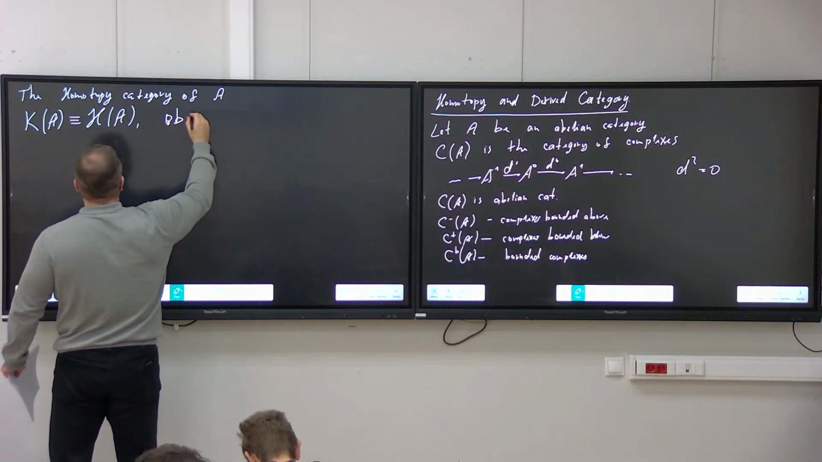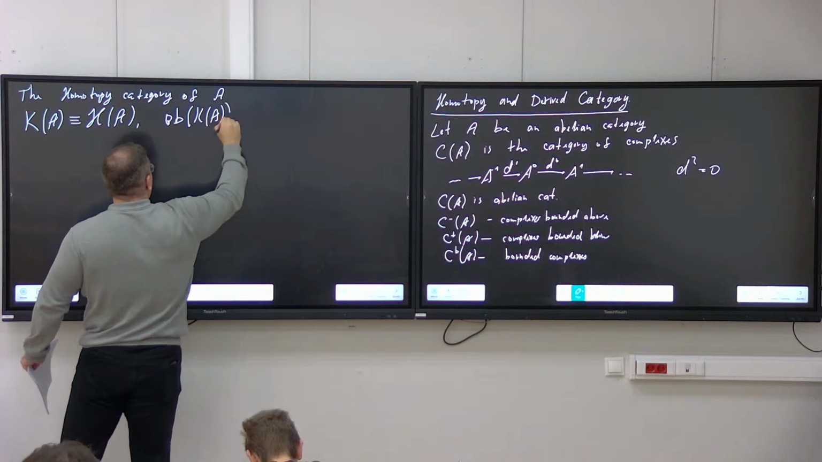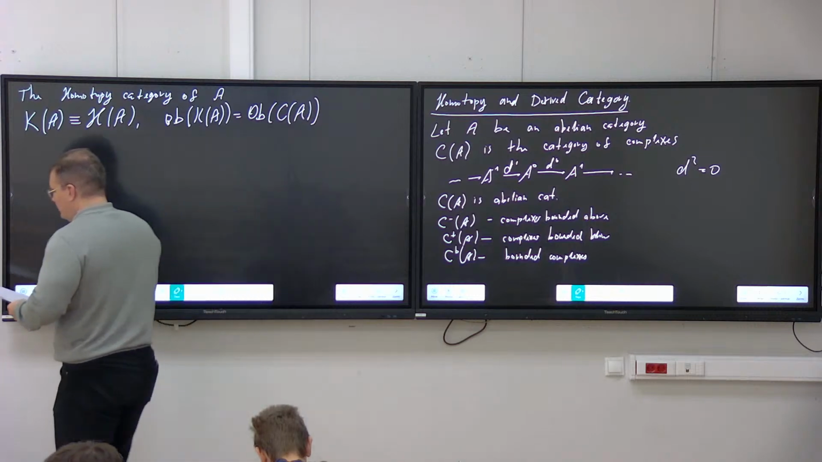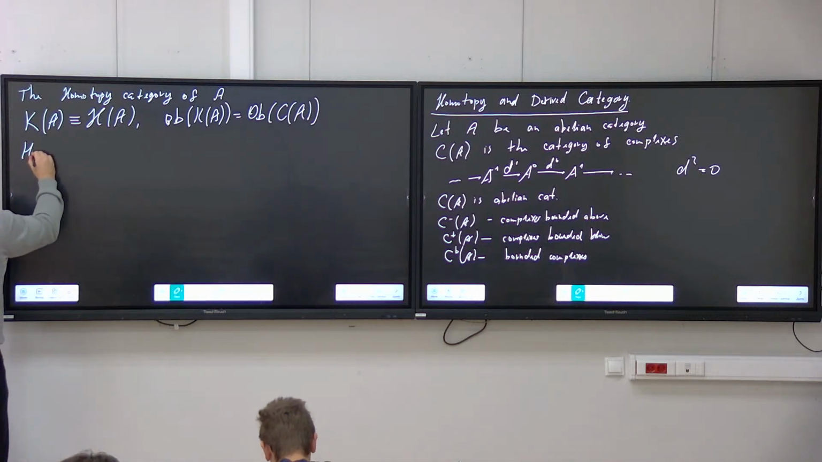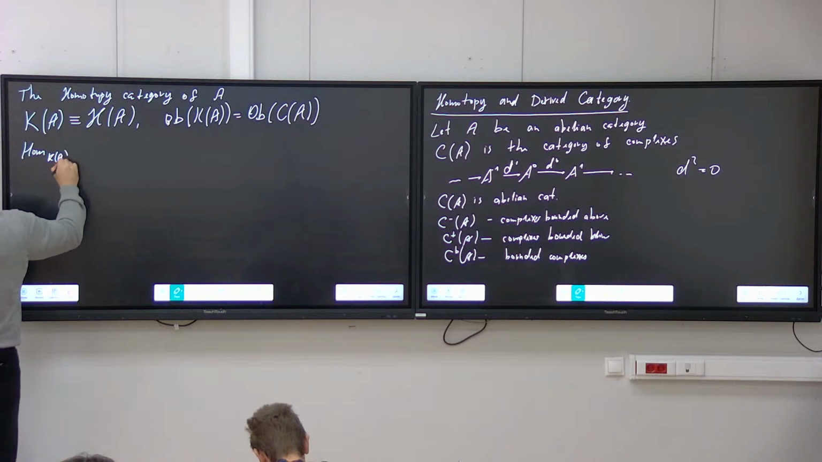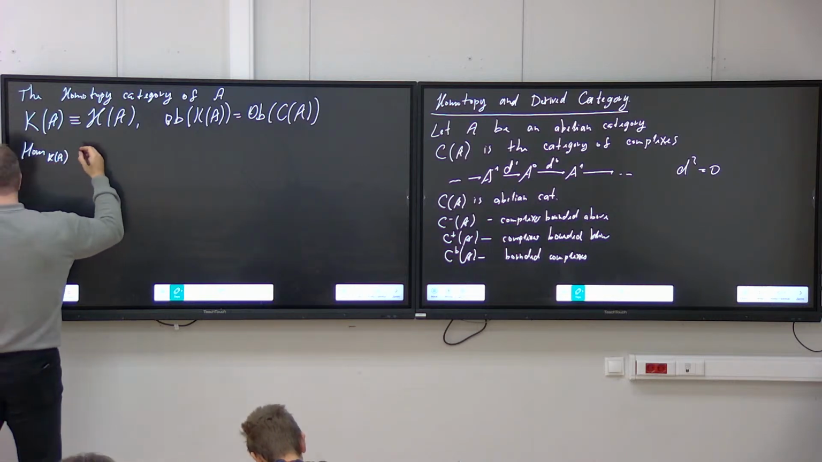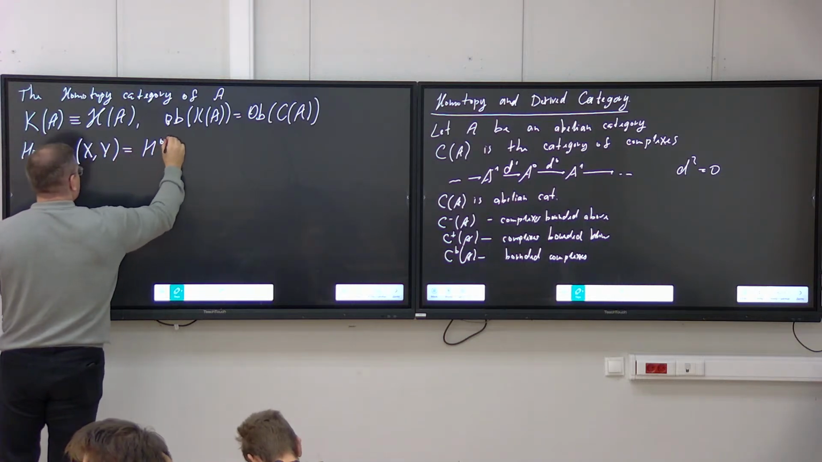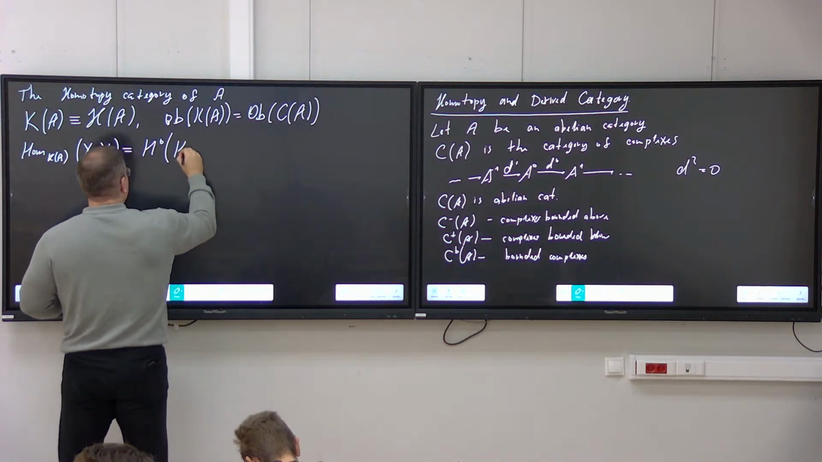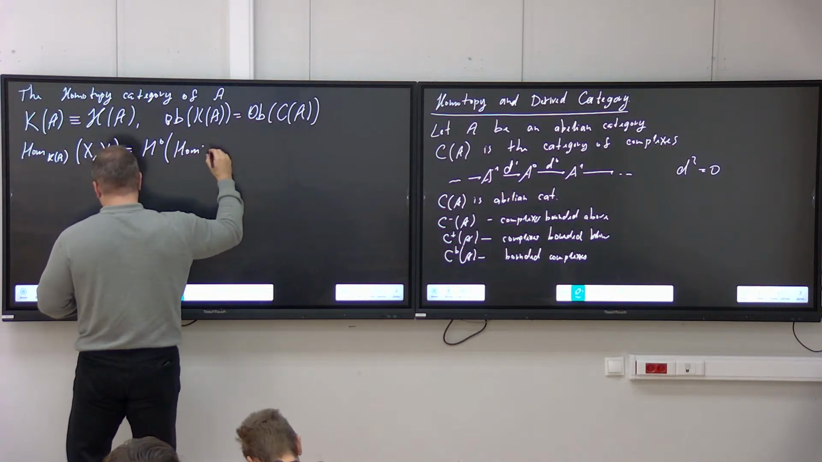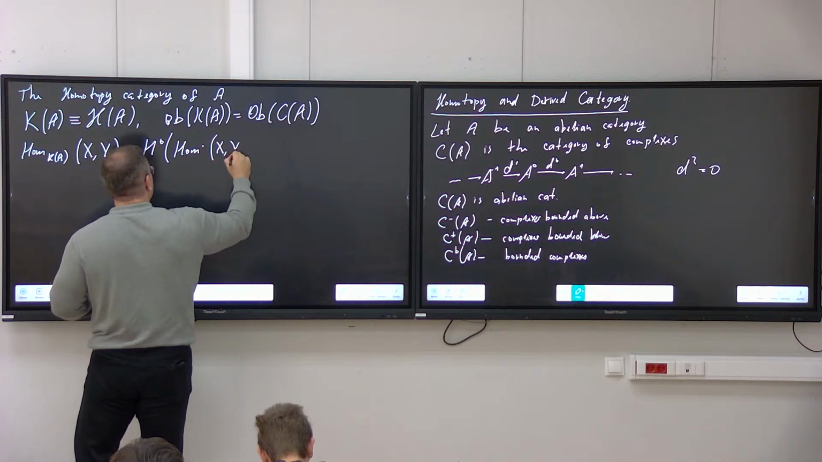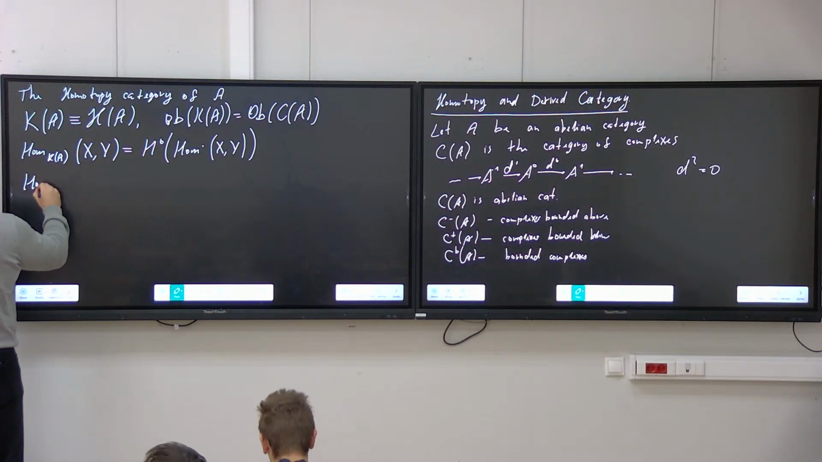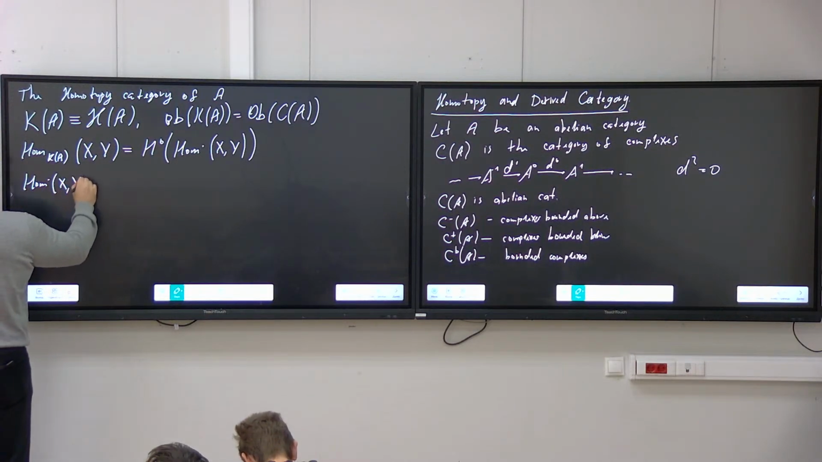The objects of K of A are the same as the objects in the category of complexes of A. We are changing the Homs. So the Hom in the homotopy category, you can define it, for example, between two complexes X and Y. We can define this as the zeroth homology of the complex, which is usually called Hom with a dot. So this is the Hom complex between two complexes X and Y.